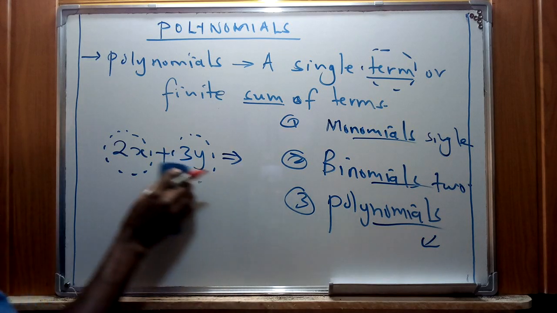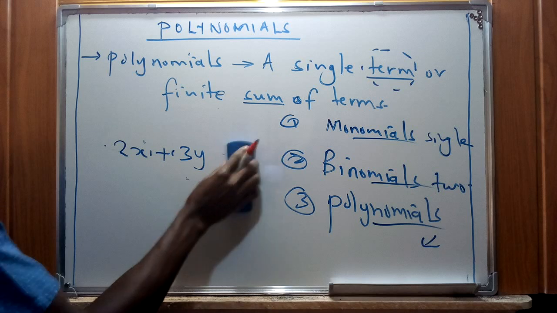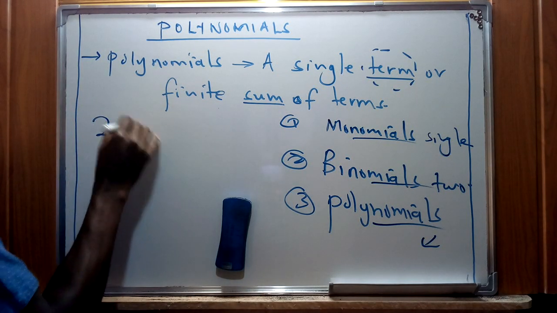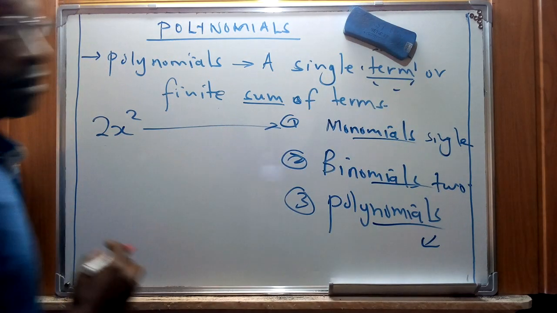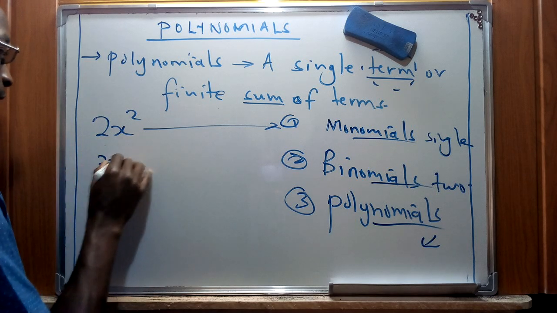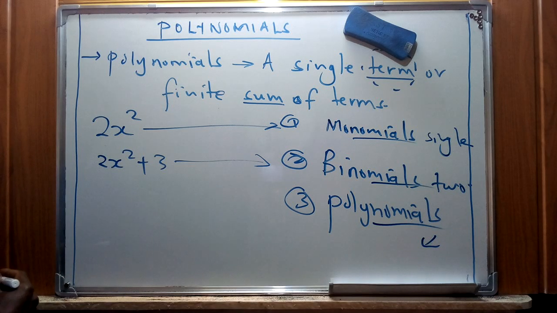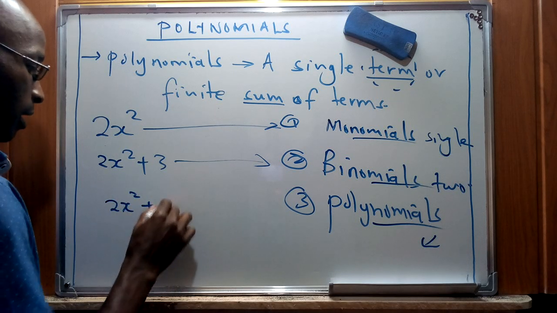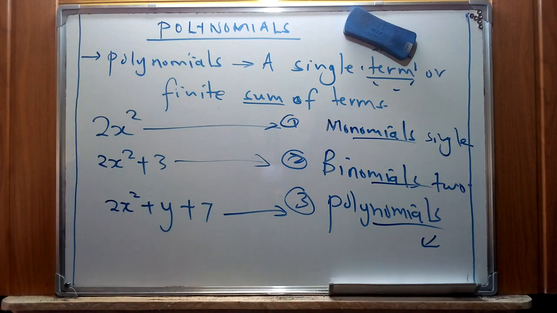So if we look at the expression that I have just written on the board, we can conclude that it's made up of two terms. If I were to give an expression like 2x squared, this will be referred to as a monomial because it has a single term. Next, if I write 2x squared plus 3, this is going to be a binomial because it has two terms. And in case I write 2x squared plus y plus 7, then this is going to be referred to as a polynomial because it consists of 3 terms.